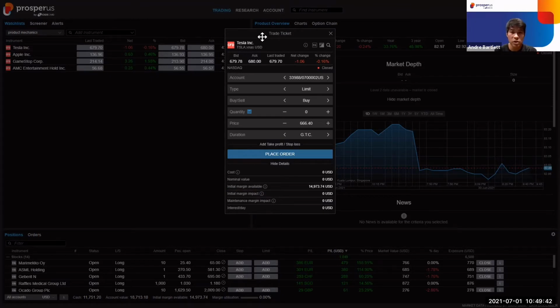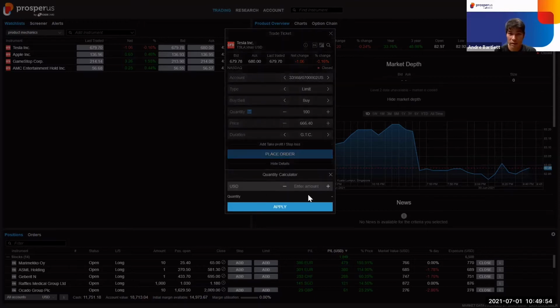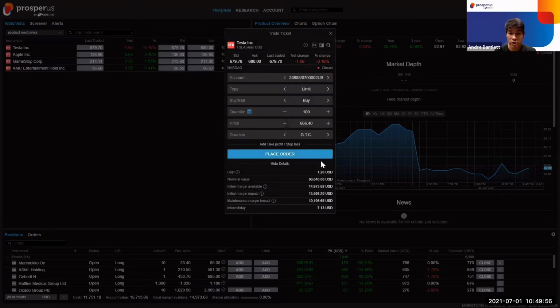So once you actually open up the trade ticket here, all right, just a couple of things to note. Once you key in the quantity of shares that you wish to buy via CFD, you can do that here, or you can click on the notional amount that you wish to purchase. At the bottom here in the details, you can see that cost-wise, it's $1.20 USD. Nominal value essentially is the number of shares multiplied by the price.